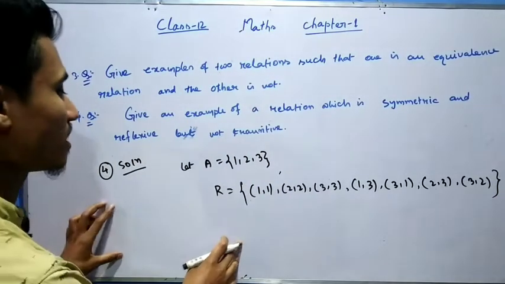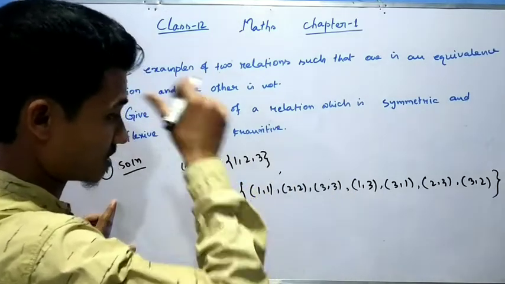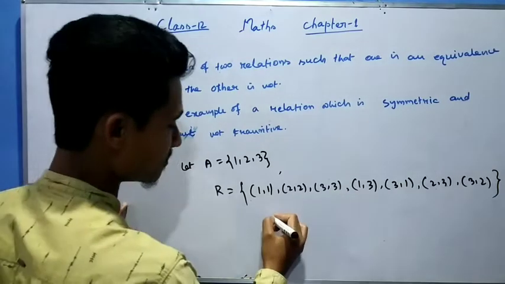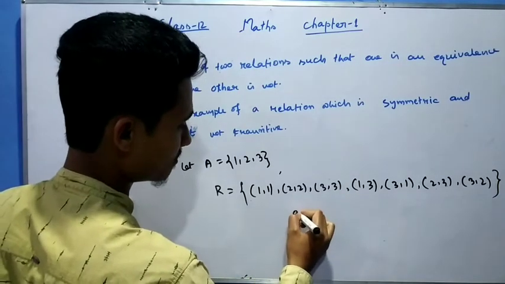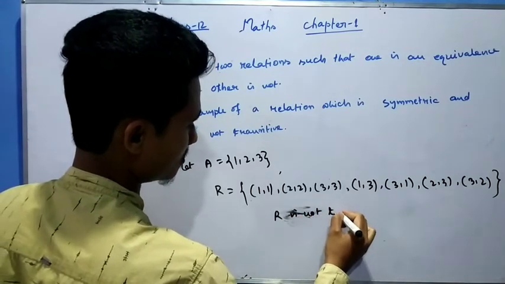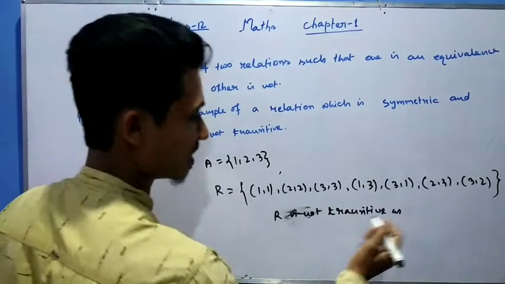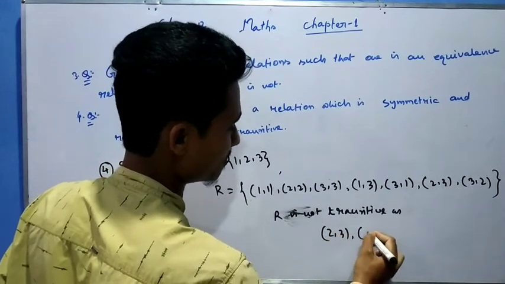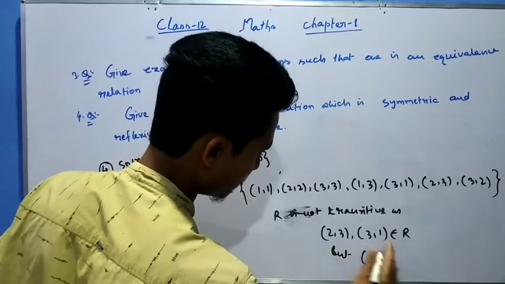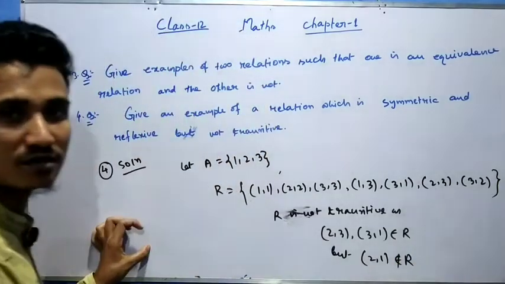So you will write that this relation is reflexive. Why? Because 1 comma 1, 2 comma 2, 3 comma 3 belong to R. This is symmetric also, because every element has its reverse. And it is not transitive. Why? The R is not transitive because with AB we are taking 2 comma 3 and BC 3 comma 1 belongs to the relation, but AC means 2 comma 1. 2 comma 1 does not belong to the relation.